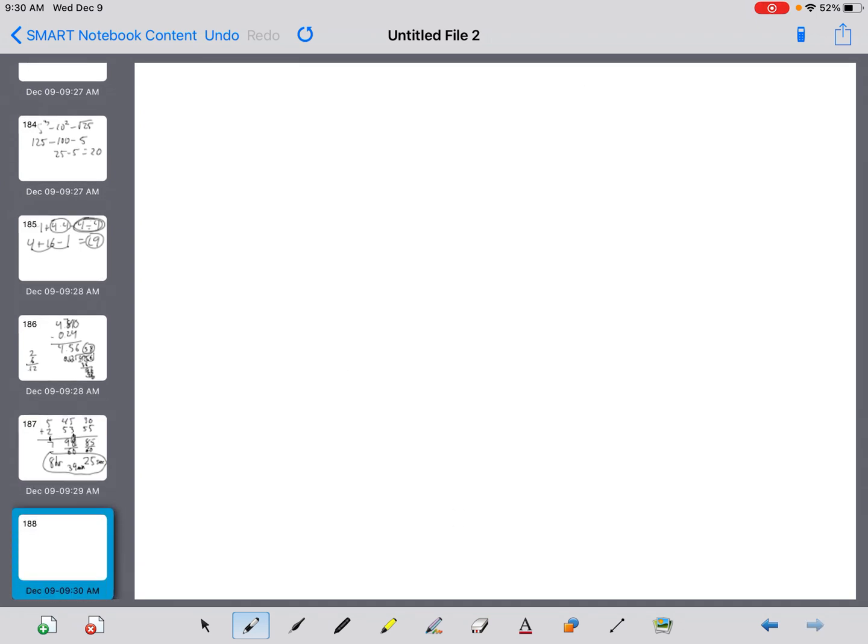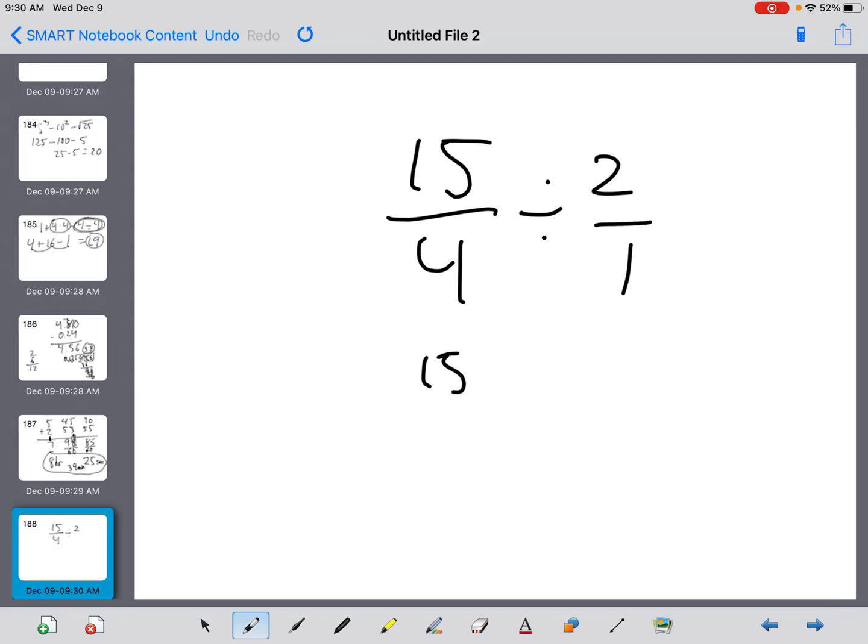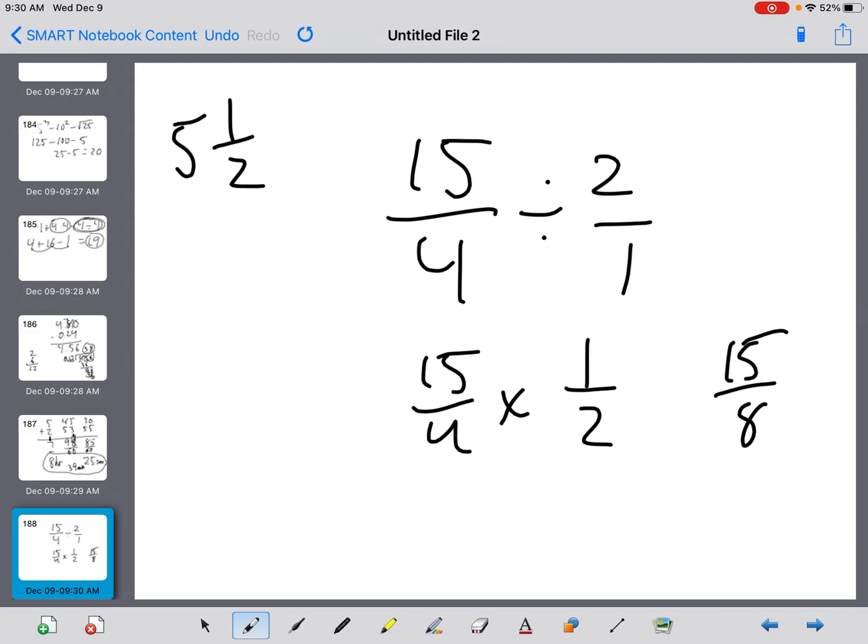25. 3 times 4 is 12 plus 3 is 15 over 4 divided by 2. Stay, change, flip. 15 times 1 over 2 gives me 15 over 8. I'm taking that answer, guys, and I'm subtracting it from 5 and 1/2. So I'm going to simplify this to 1 7/8. So I have 1 7/8.